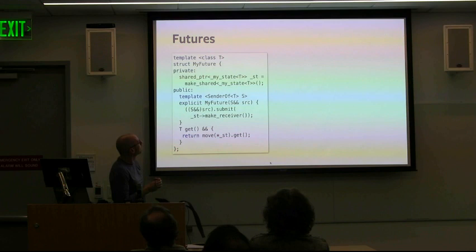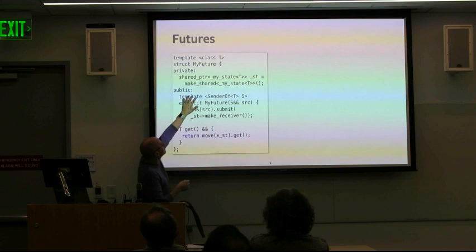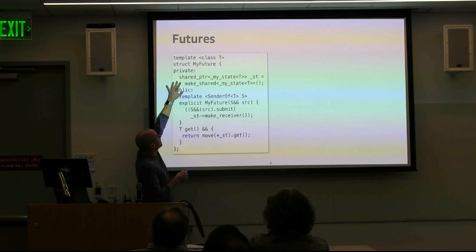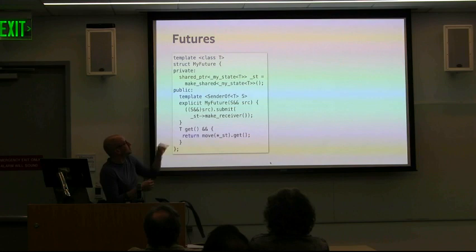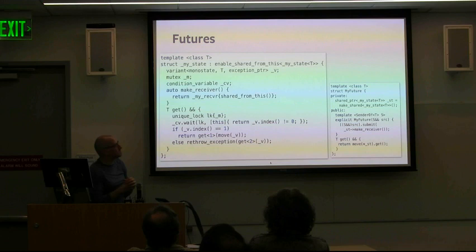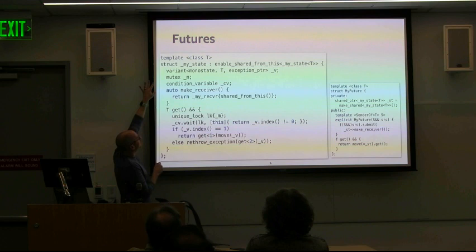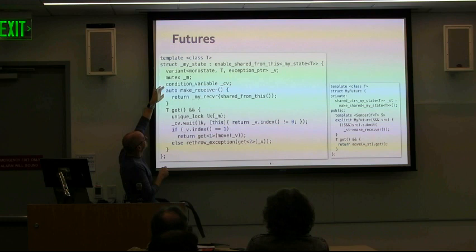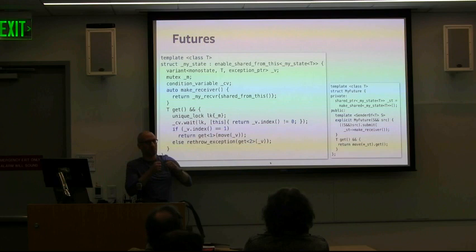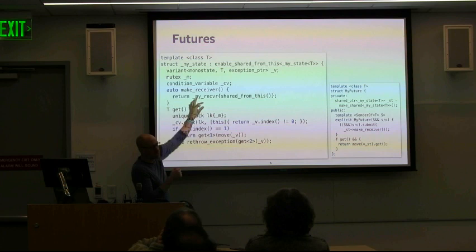So I create some shared state. And I have a shared putter to that shared state. And now I make a receiver from that shared state. Okay? So here's the state. The state, this should look familiar. It has a variant. There's monostate again. Mutex and condition variable. And the make receiver is going to grab a shared putter to this current state and wrap it in a receiver, something that satisfies the receiver interface.